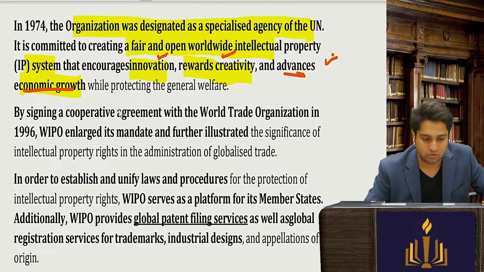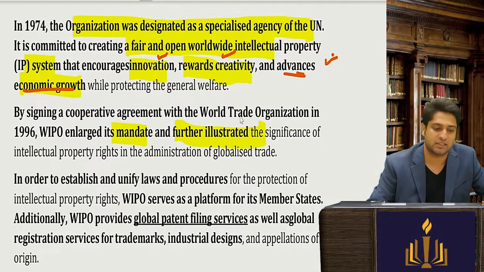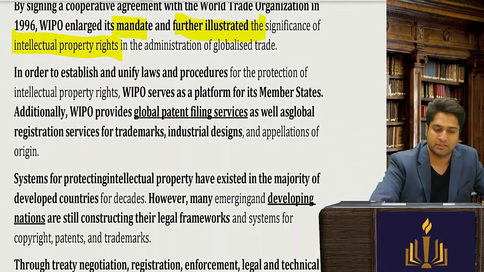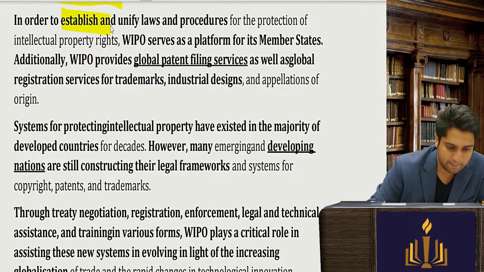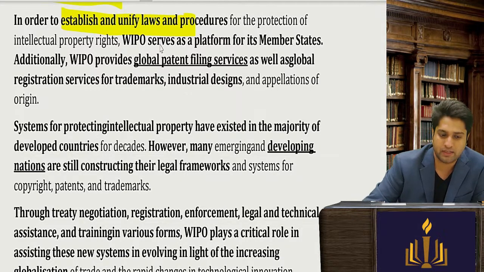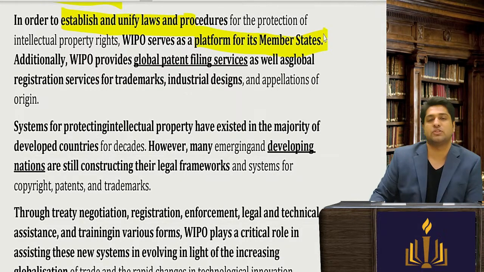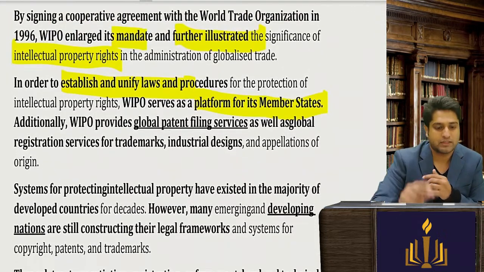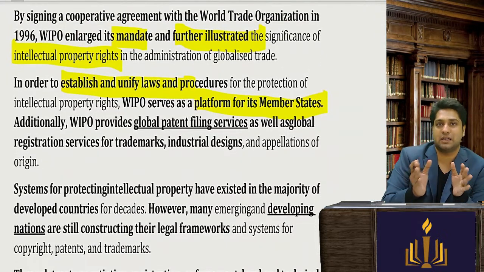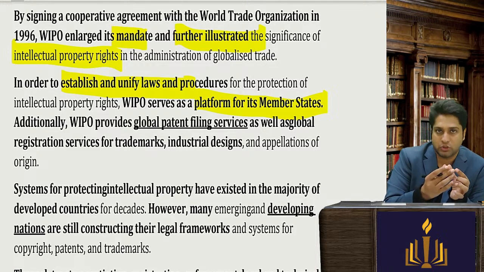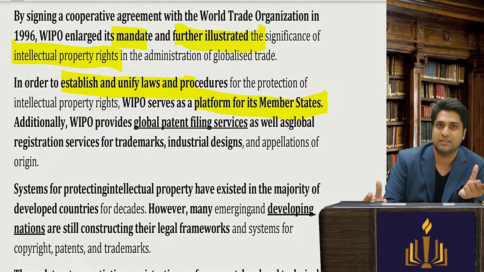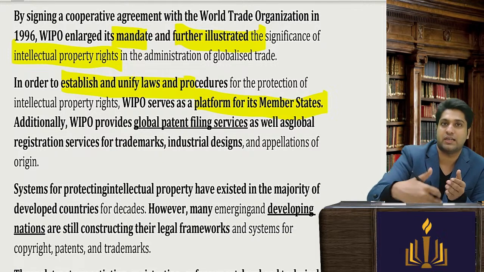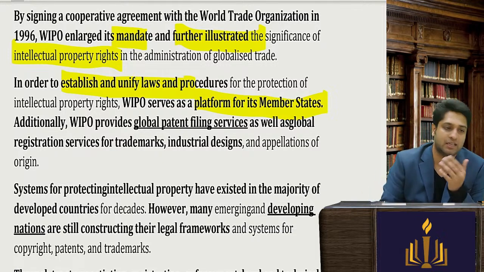Next, by signing the cooperative agreement with the WTO, WIPO enlarged its mandate and further illustrated the significance of intellectual property in the administration of trade. In order to establish and unify the laws for protection of intellectual property, WIPO serves as a platform for its member states. So what are they trying to say here? They are trying to say that WIPO is coming to make uniform laws, uniform procedures, uniform protection strategies which will encourage creators and protect the creators and their creations.